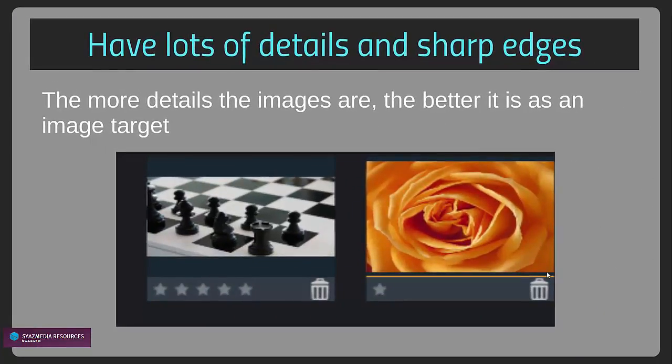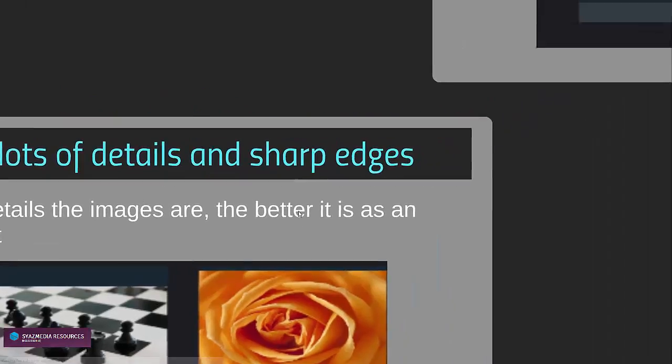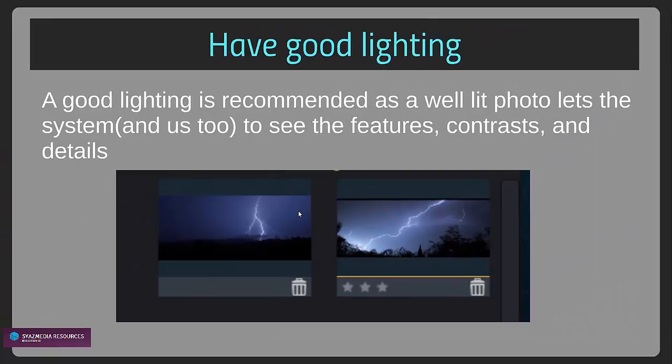Have lots of details and sharp edges. The more of that, the better. For example, you can look at this rose here. There's not much for the computer to actually track. So compare that to this chest here. You have more things to track because of the details and also, of course, the good contrast of the image. Good lighting is recommended, as a well-lit photo lets the system, and also us humans, see the features, contrast and details.